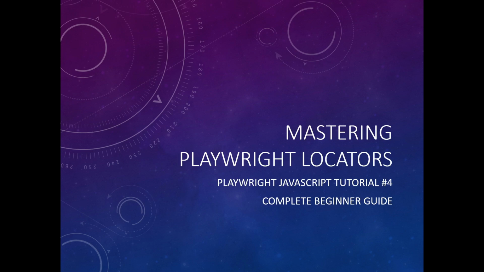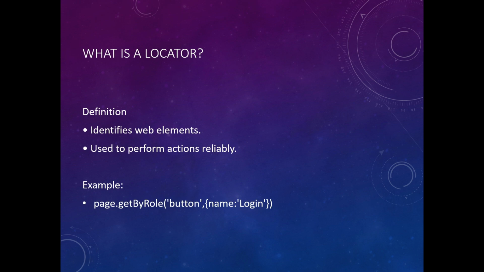Hello guys, welcome. In this section, we're going to talk about Playwright Locators. What are locators? They identify the web elements and are used to perform actions reliably. For example, you can see here page.getByRole, the button, and comma, the name of that button, login. So let's see it in more depth later.